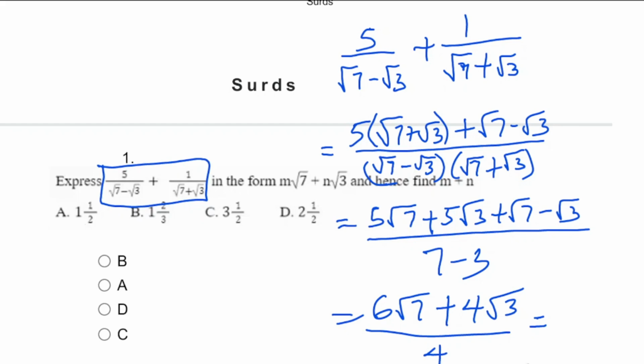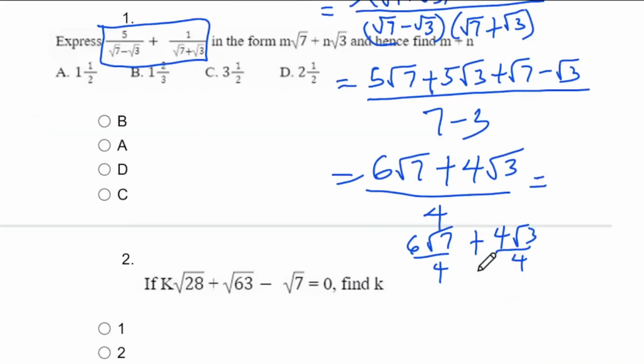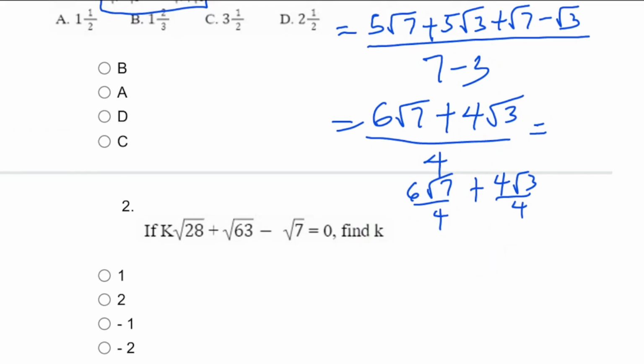Is it showing? It's not showing, let me adjust it. Okay, so you can see what I did here now. I just separated it, which is allowed. 2 can go here, 2 can go here, and 4 can go here, 4 can go here. Which means we're going to have as our final answer 3 over 2 root 7 plus root 3.